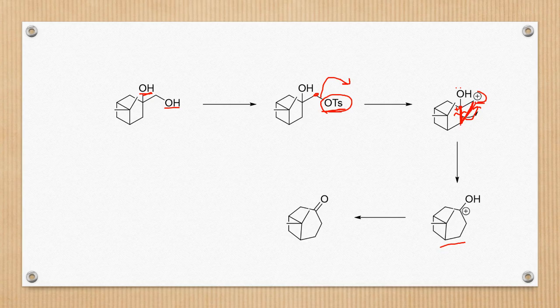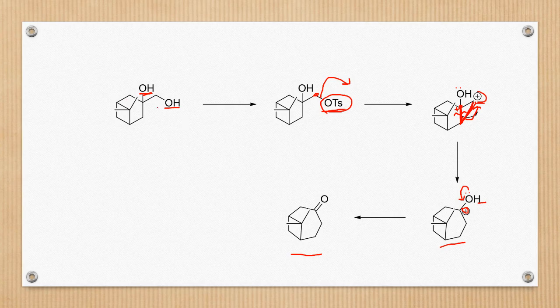So here you will get 1, 2, 3, 4, 5, 6, and 7. So it is a 7-member ring formation, and this carbon having the OH group will get a positive charge. So here the carbocation is stabilized by the lone pair of oxygen. So the lone pair will come down and neutralize this carbocation, and this hydrogen will leave to give you a ketone. So this is how the rearrangement is going to happen.